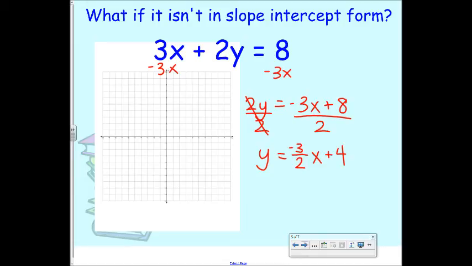So who can come graph this one? It's already in y equals mx plus b. What's the m? Negative 3 over 2. So that tells you you're going to go which way? Down 3 over 2. And then what about the y-intercept? 4. So who can come put it on the board? Ollie? That's right.